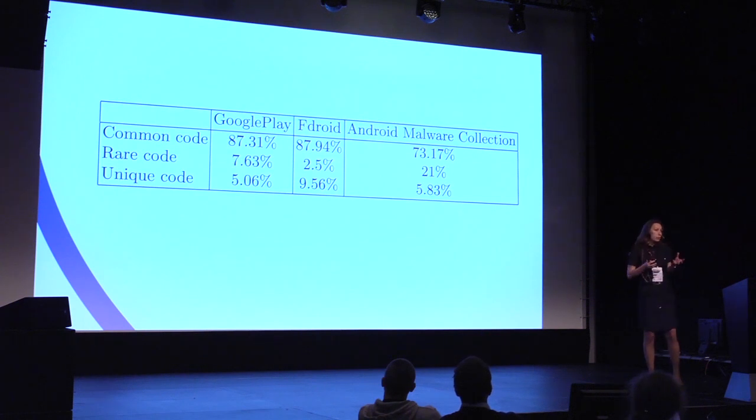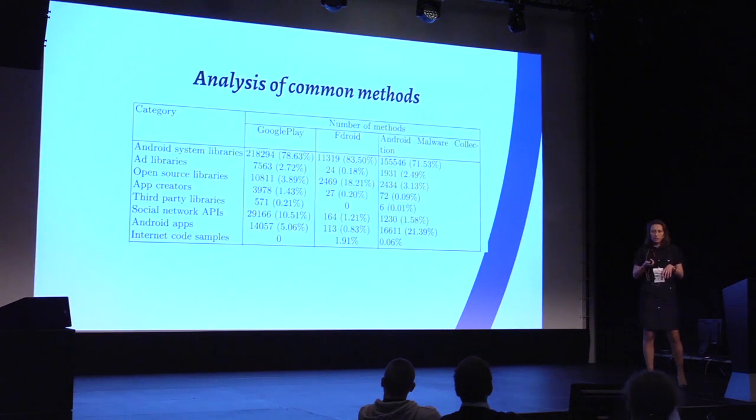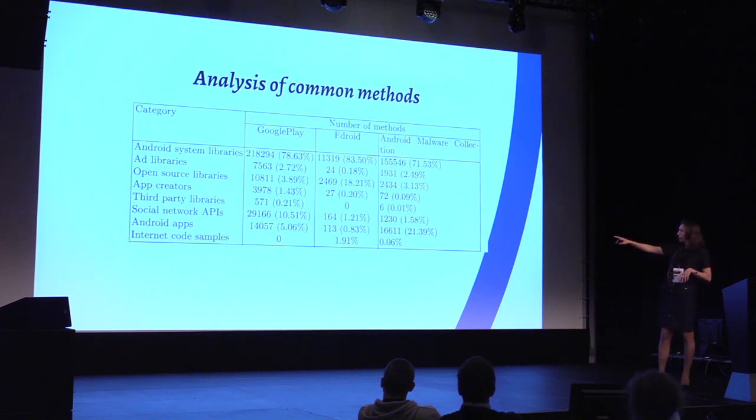So again, just looking blindly at the similarity of the code between applications doesn't cut it. This is just for your information. If you want a little bit more breakdown of which categories are more prominent, well, obviously the Android system libraries, this is expected, right? This is the most common environment to date. What's interesting, though, is the use of Android apps and the internet code. On the Google Play market, there's only 5% that is being reused from what we've seen before, meaning borrowed from other applications or from some tutorials.